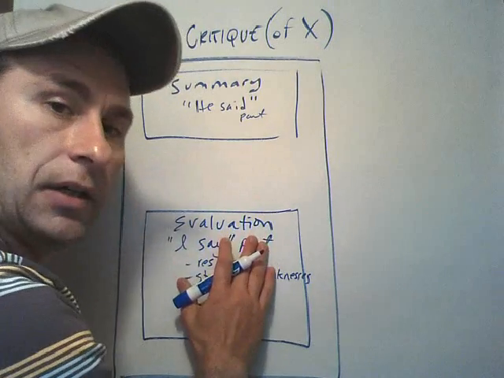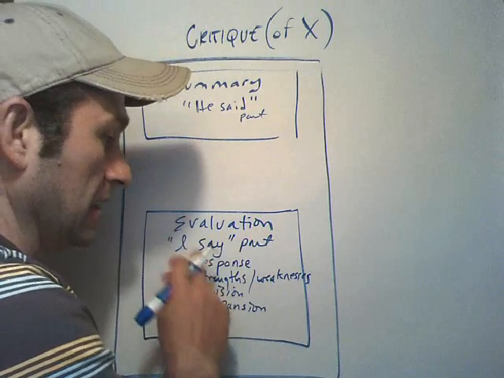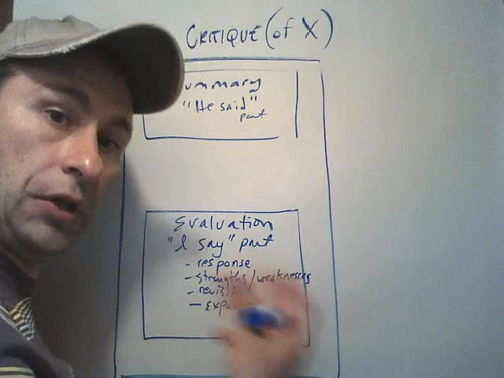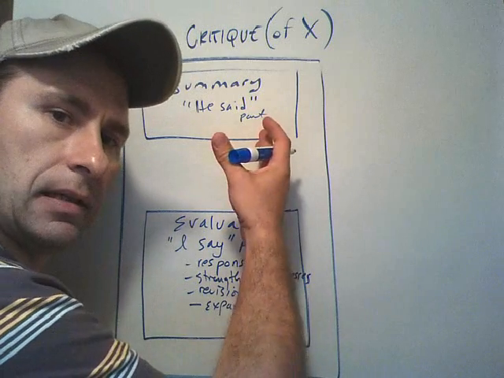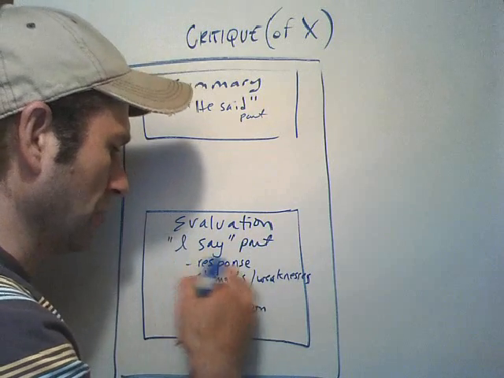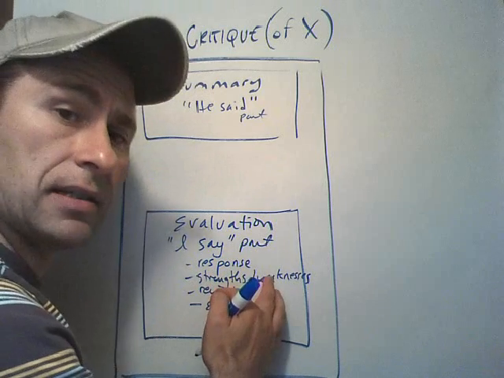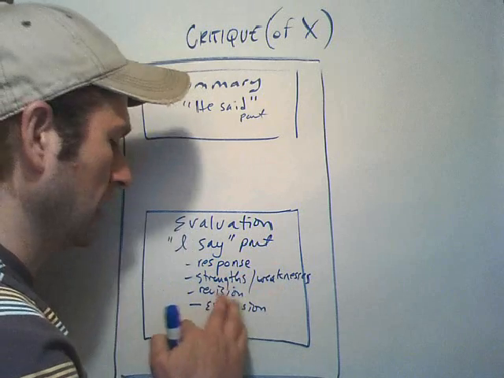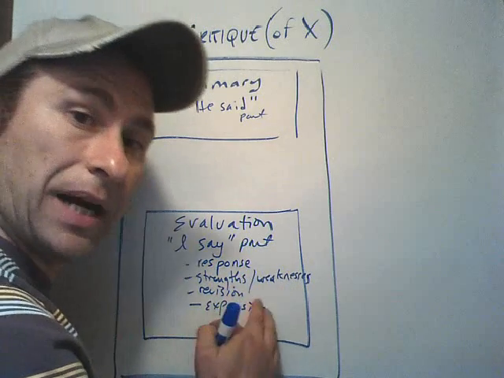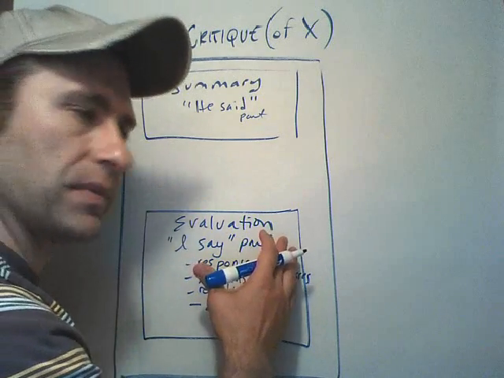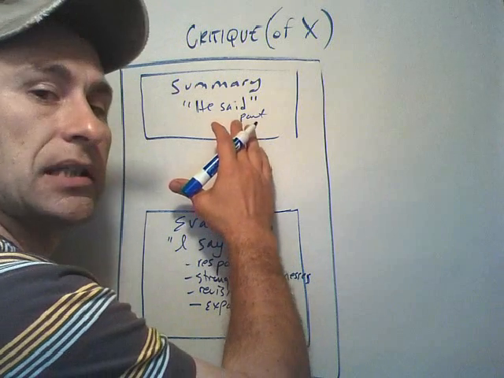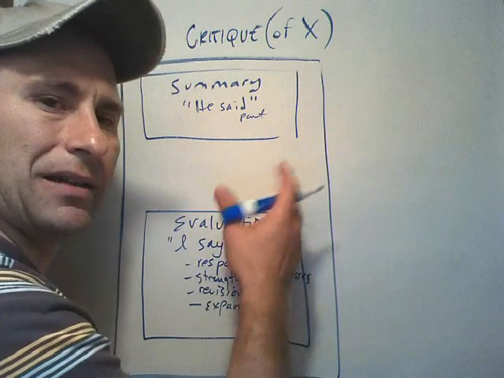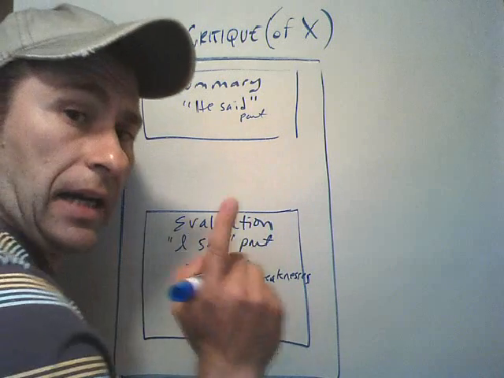You come down here and you give your evaluation. This is the I say part, your views on this matter, the points raised in the summary. And it's your response. You could address the strengths and weaknesses of the author's approach or views. You can revise some of it. You can expand it. This is where you would show that you can think objectively about someone's points and contribute to making them better or to expanding them or clarifying them. Now that's a level 1 critique.